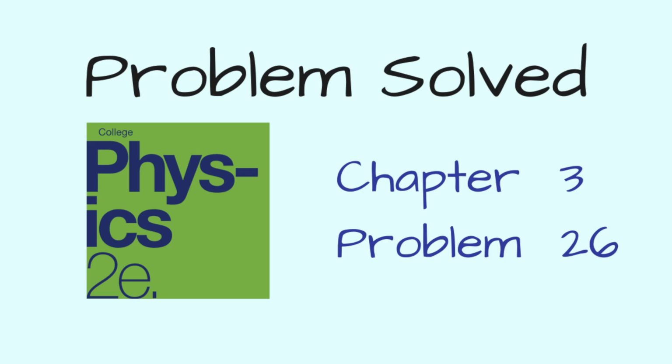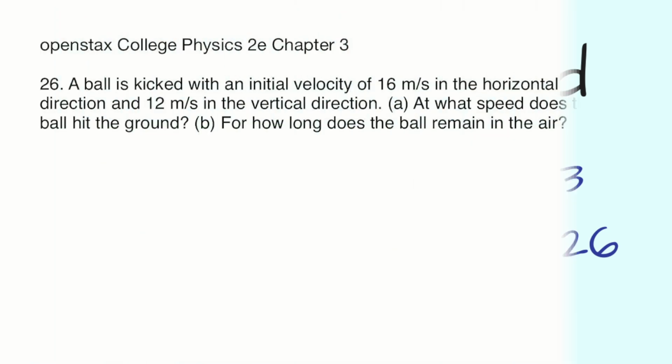Welcome. In this video, we are going to take a look at problem 26. It is from chapter 3 of College Physics 2E by OpenStax. In this problem, we have a ball that is kicked. We know the initial velocity in the horizontal direction and vertical direction. We need to find the speed the ball hits the ground with, and then we need to find how long the ball remains in the air.